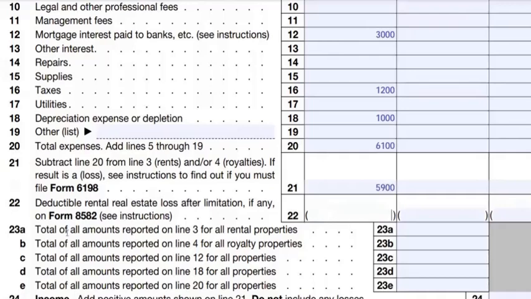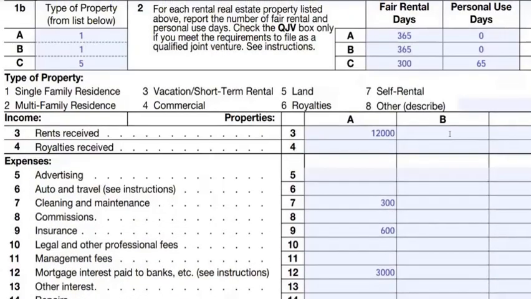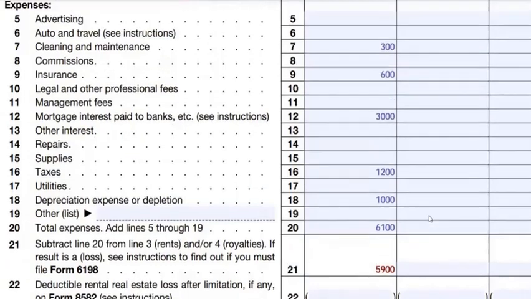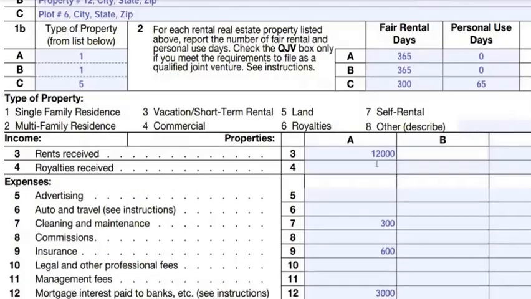Now the number 3, total of amount reported on line 3. So it is here they are going to write the total amount, right? So let's go now till here. These were the expenses. So the total benefit they received from this property is 5900. Let's go to B. What is the B?